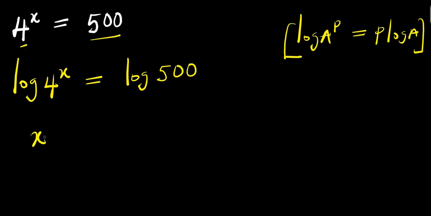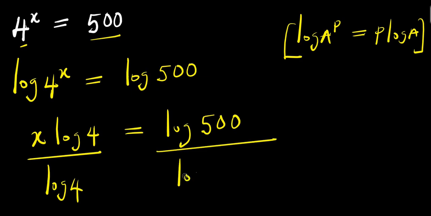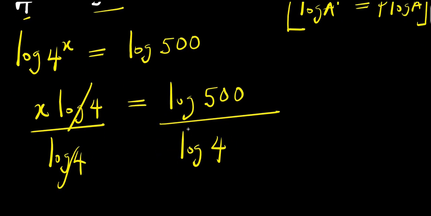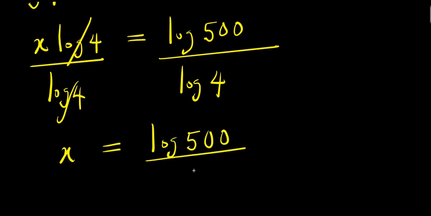So this will be x log 4 equals log 500. We divide this by log 4. Log 4 eliminates log 4. So we have x equals log 500 divided by log 4.